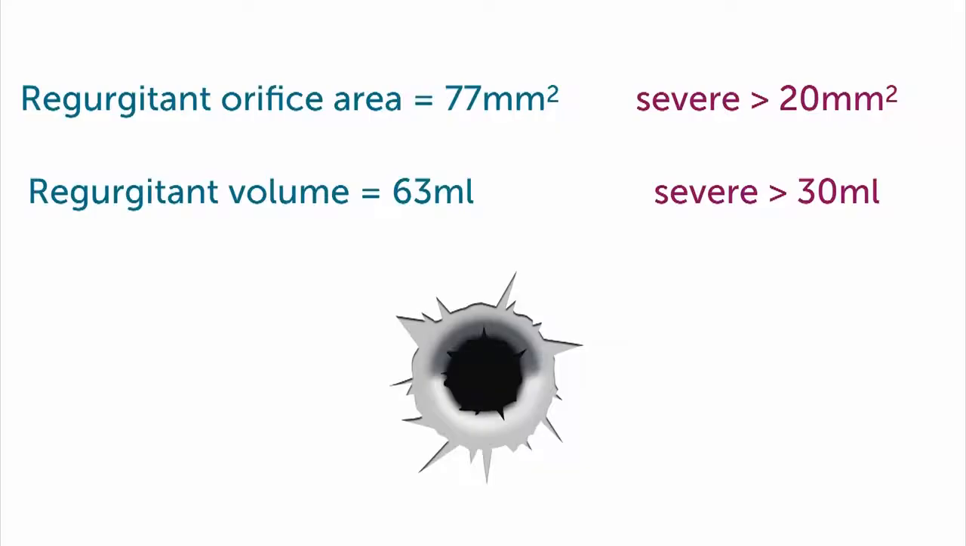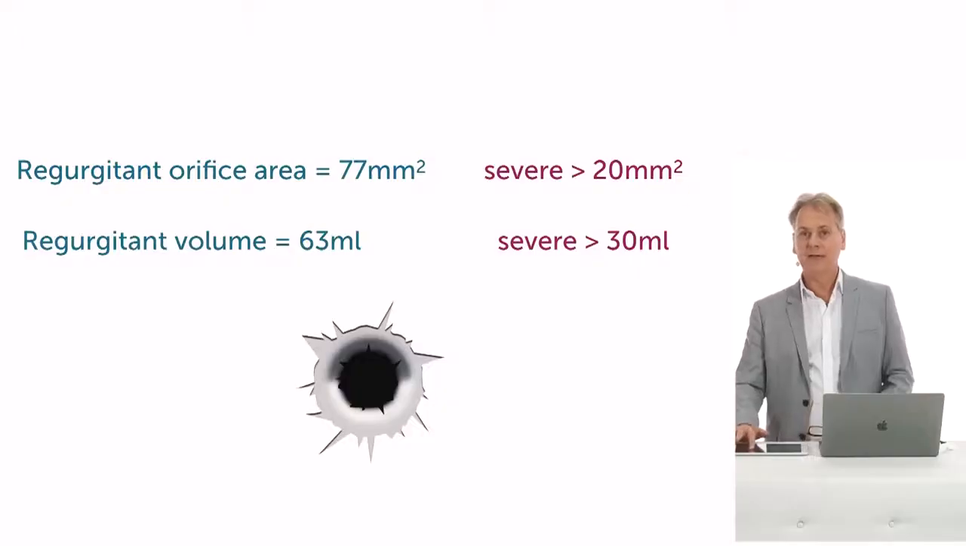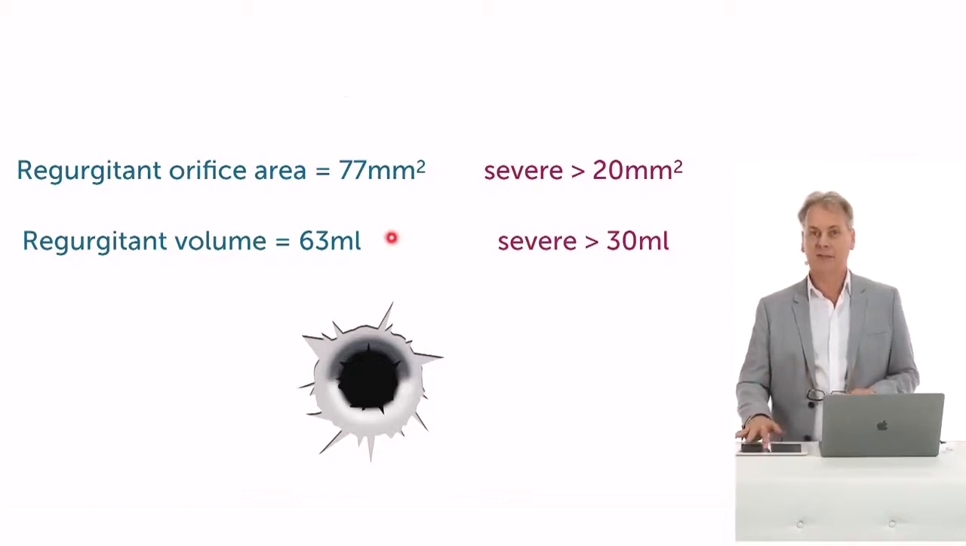We have a regurgitant orifice area of 77 millimeters square, both with the 2D PISA and the 3D PISA method. The reference value in the guidelines is 20. In other words, if you have a regurgitant orifice area above 20, it's severe. So this is 3 times the upper normal of severe.